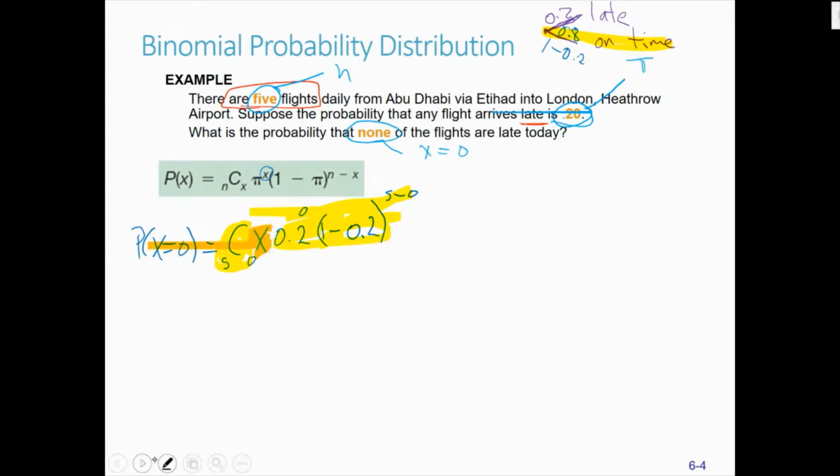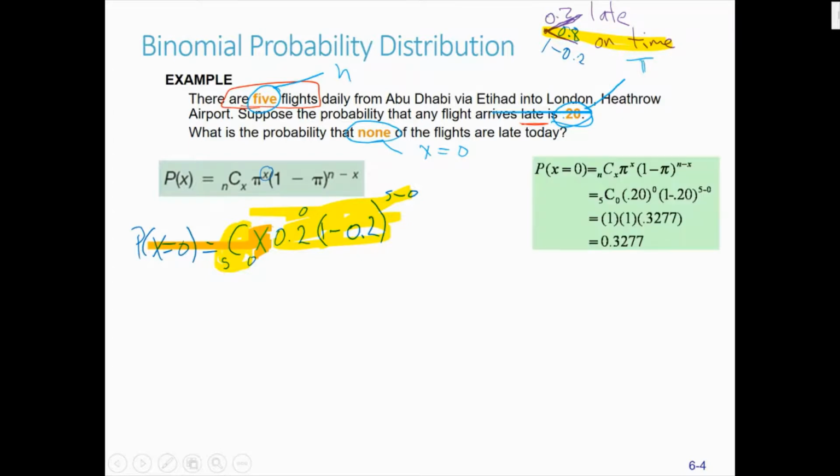You need to do X. Okay, so once you do that in your calculator, you should be getting a number of 0.3277.